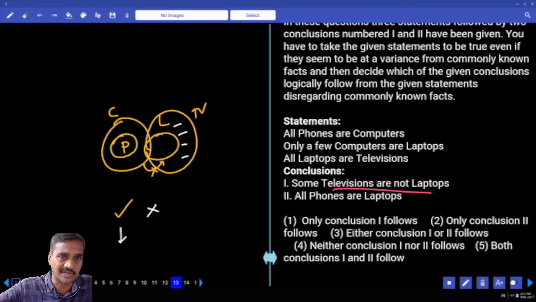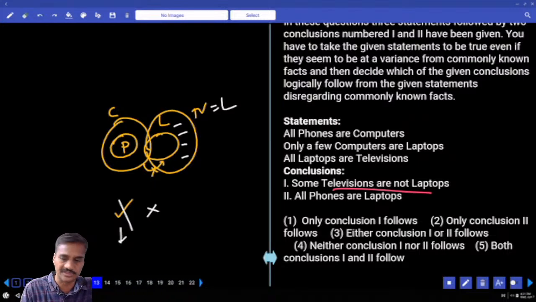Can we write that all TV must be laptop? Does it happen or not? Is it possible or not possible? How is it possible? Now TV equals laptop, we can write that, right? Then what happens? Alternate diagram to the previous conclusion is false. Then what is your answer here? Neither one nor two. Neither one nor two. Choice for question number 13.